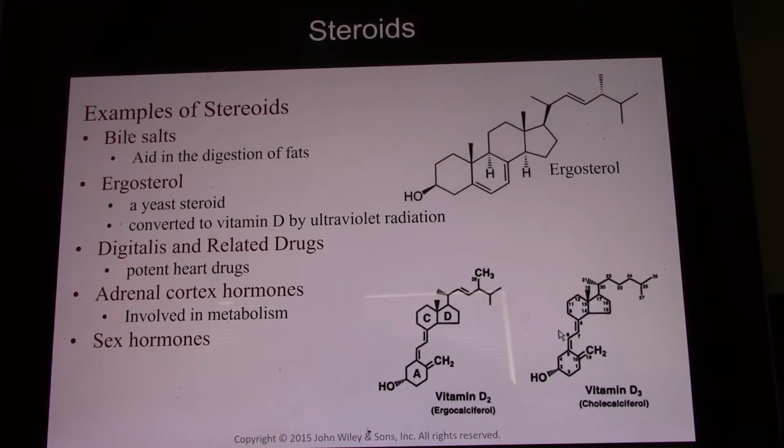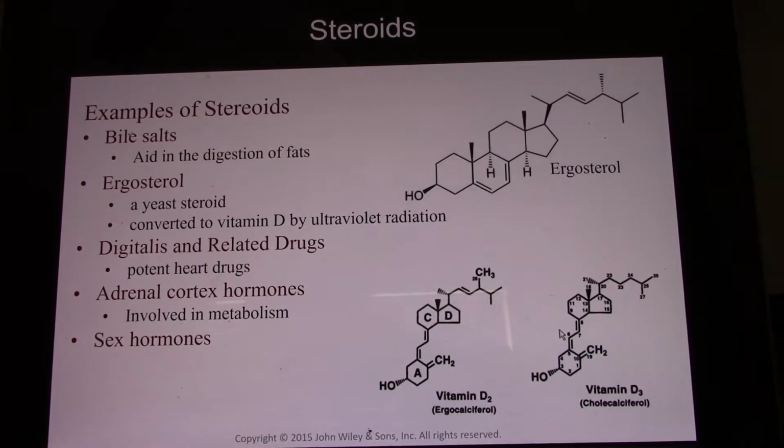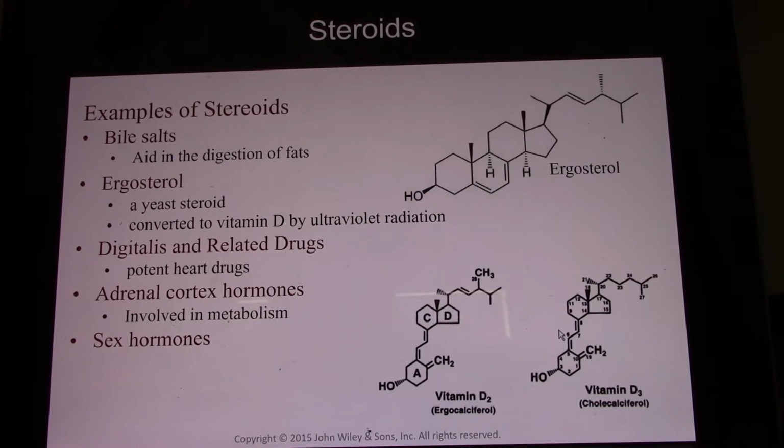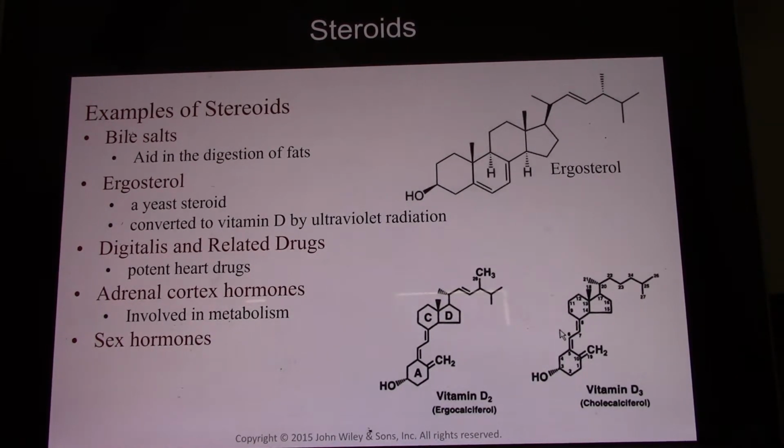Digitalis and related drugs come from steroids. Adrenal cortex hormones, these are involved in the metabolism. And sex hormones like testosterone and estrogen come from steroids.